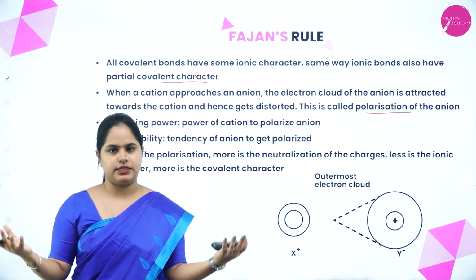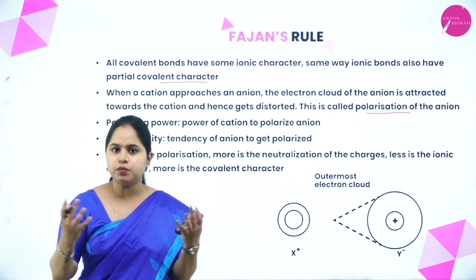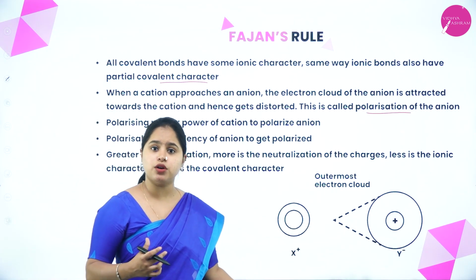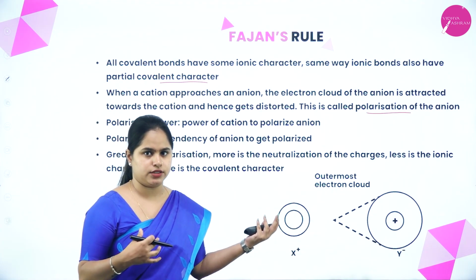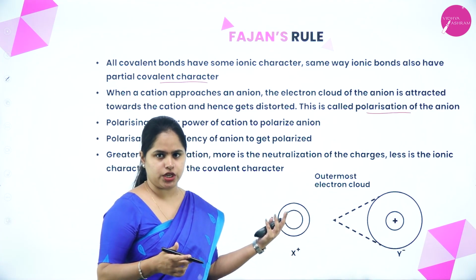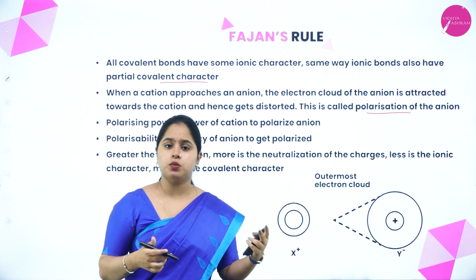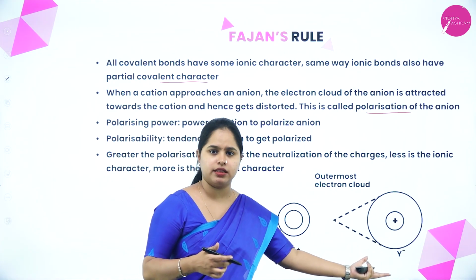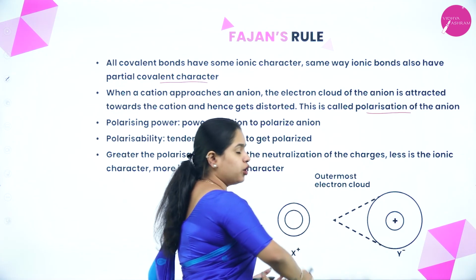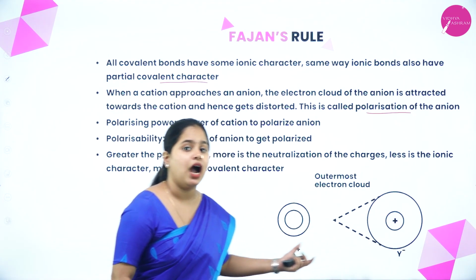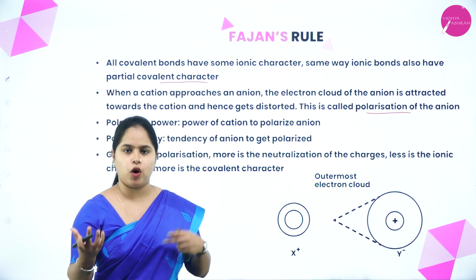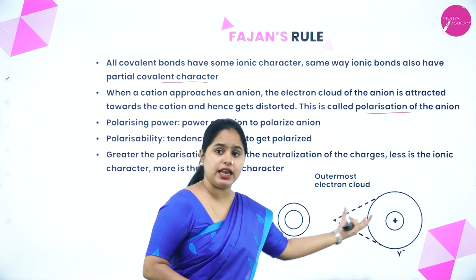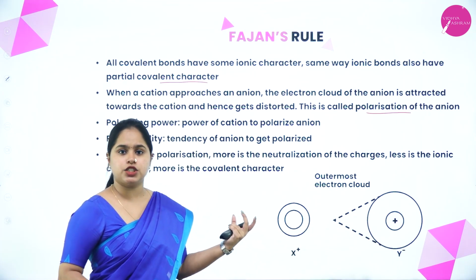If they are present at a distance, no problem. If they come closer and closer to each other, what happens is, we know that the cation is a positively charged ion and the anion is a negatively charged ion. And in the anion, in the outermost shell, the electrons will be present. So, when the cation comes near the anion, the electron cloud of the anion is attracted towards the cation. We know that positive and negative charges attract. So, the cation is having a positive charge, which means the electron cloud will be attracted towards it.